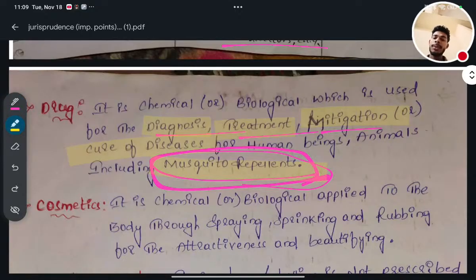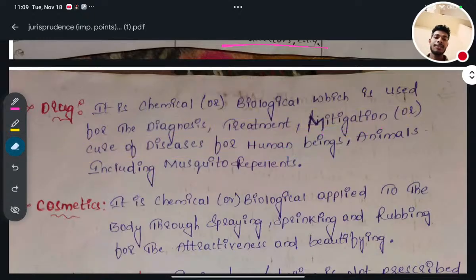So mosquito repellent will also come under drugs, yes or no? Yes, mosquito repellent also comes under drugs. So what is the definition of it? It is the chemical or biological substance which is used for the diagnosis, treatment, mitigation, or cure of disease for human beings and animals. You have to remember that, including the mosquito repellents.